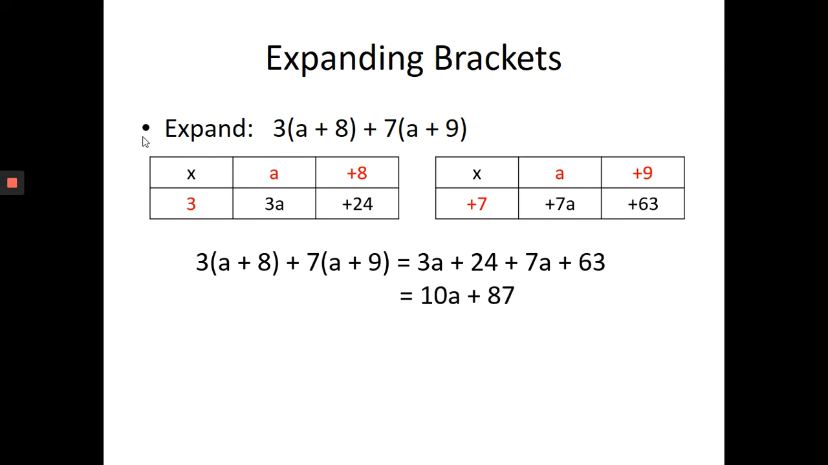Using our collecting like terms, the a's can go together. So 3a add 7a equals 10a. 24 add 63 equals 87. So putting it all together, it becomes 10a plus 87. This is how we use algebra, so putting the collecting like terms with brackets.